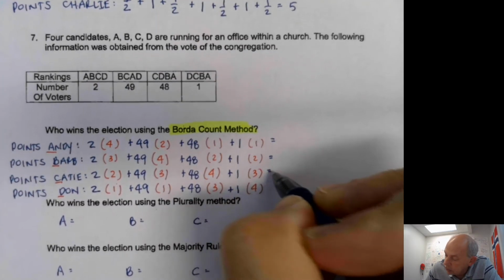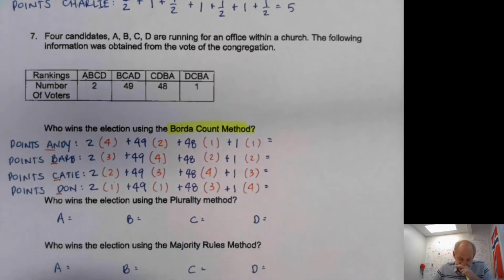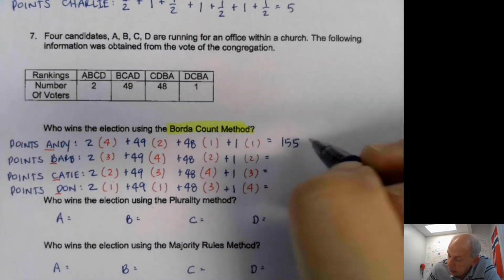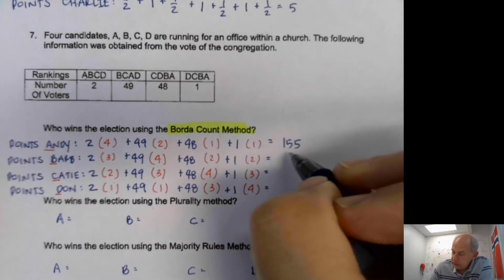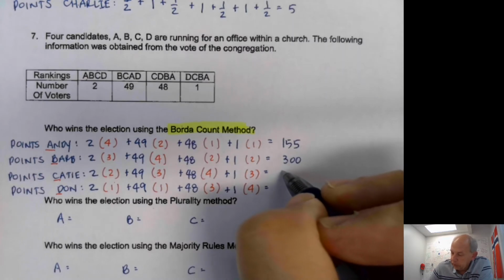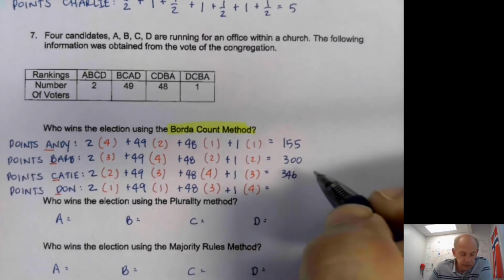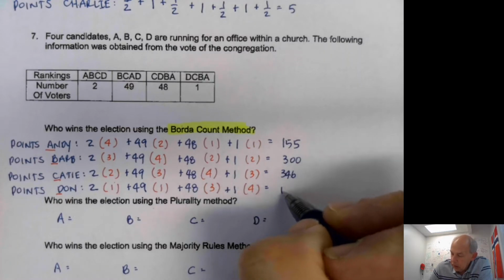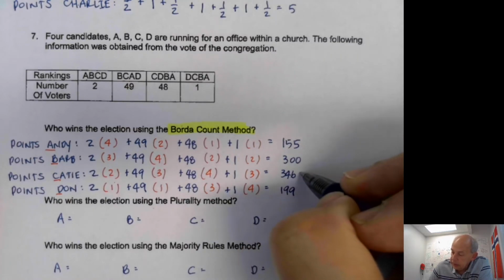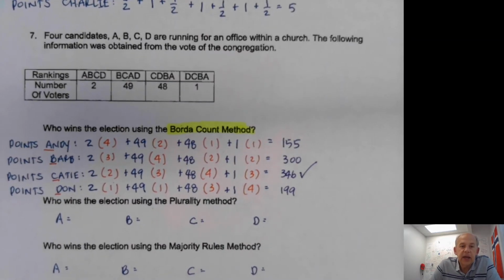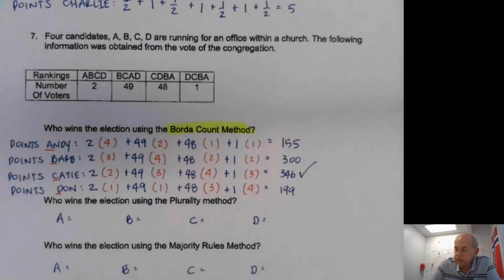I am going to add all of these up, and when I do, I get 155 points for Andy, 300 points for Barb, 346 for Katie, and 199 for Don. Using the Borda count method, Katie wins the election.